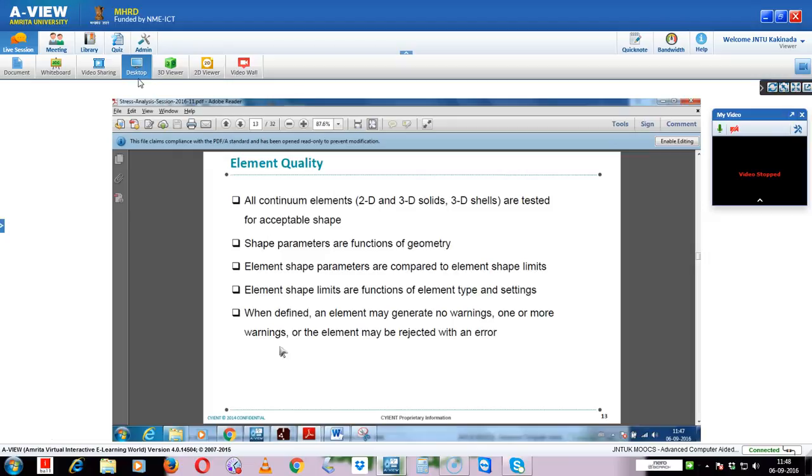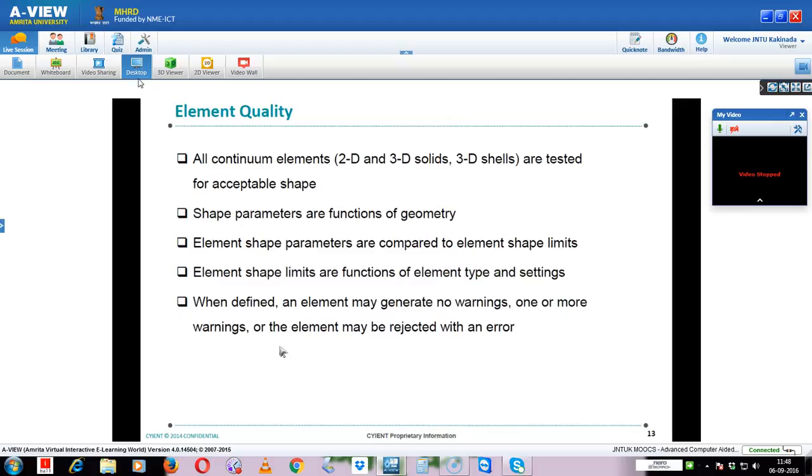So let us start. If you have any questions, you can ask at the end of the session also. Let us start with element quality. All continuum elements, 2D, 3D, and 3D shells or 1D are tested for acceptable shapes. When you try to measure geometry, the software will put all the elements. Okay, and it is very much required to check the element shapes. Of course some of the software are very intelligent and they won't put any error elements.